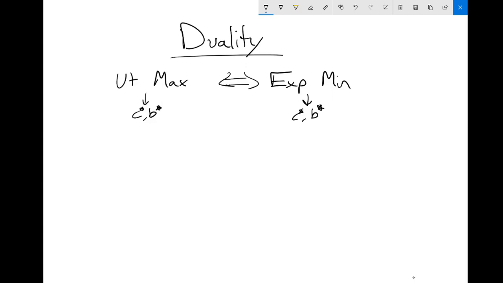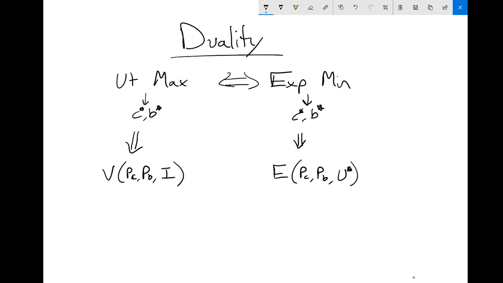All right, so here's the basic idea. The utility maximization problem is going to result in a value function, and that value function has income as a parameter. This is going to result, I would say value function, indirect utility function, in the optimized expenditure function, which also has prices as parameters, but it has utility instead of income. Well, this is one thing that we will find.